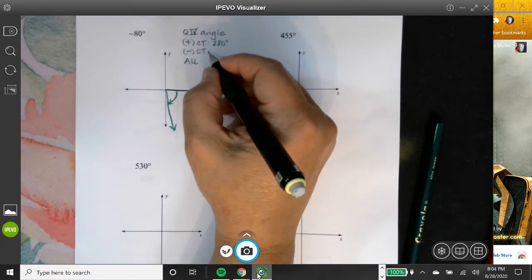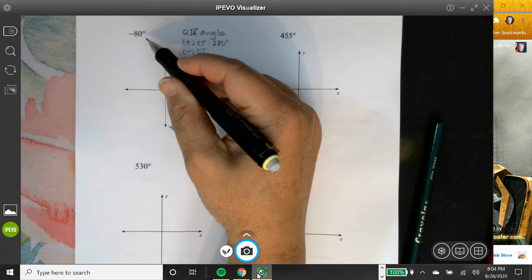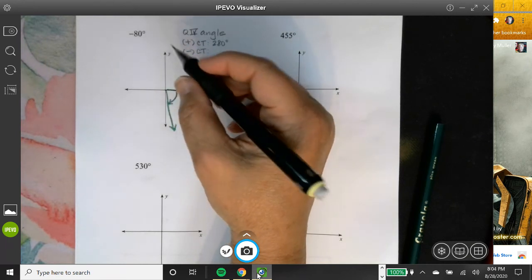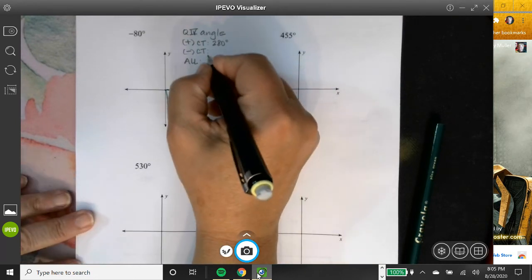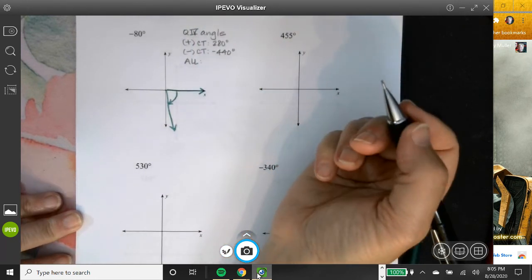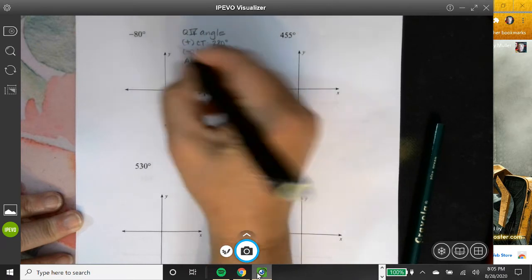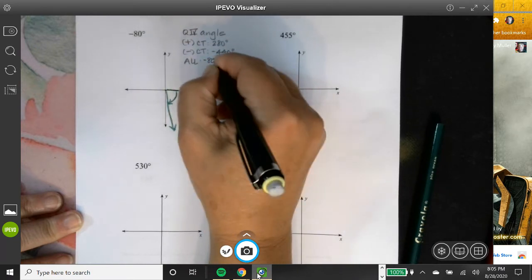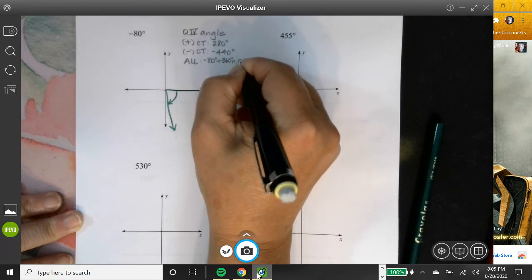And if I want a negative coterminal, what am I going to do? I'm going to take negative 80 and add negative 360, right, because that would be going around again. So negative 360 minus 80, and I get negative 440. And an expression for all of them would be, I start with my angle negative 80 degrees plus 360 degrees n, an element of the integer set.